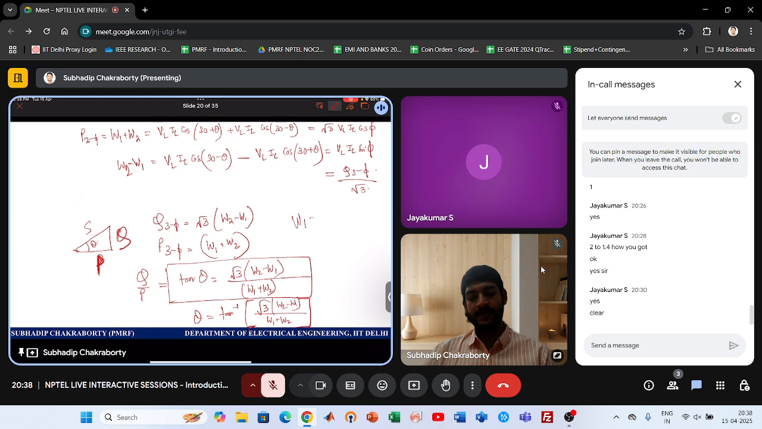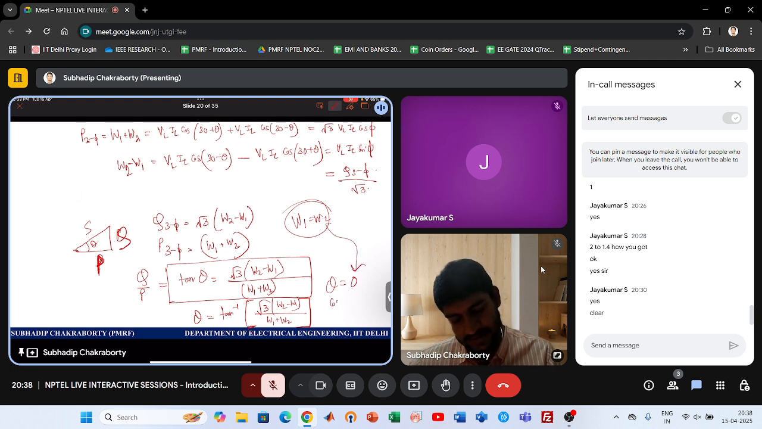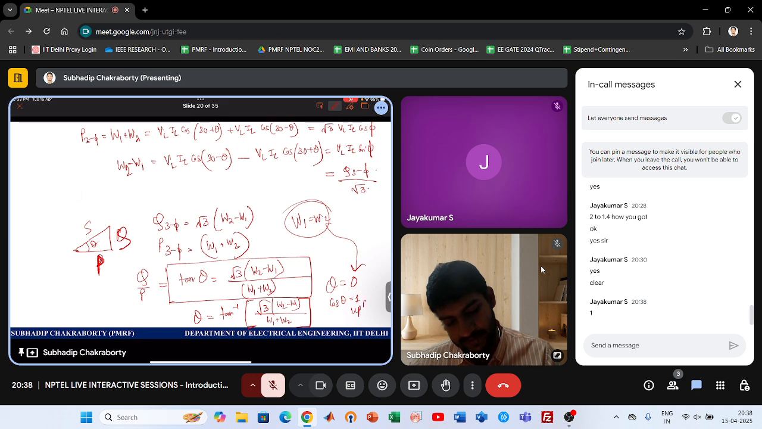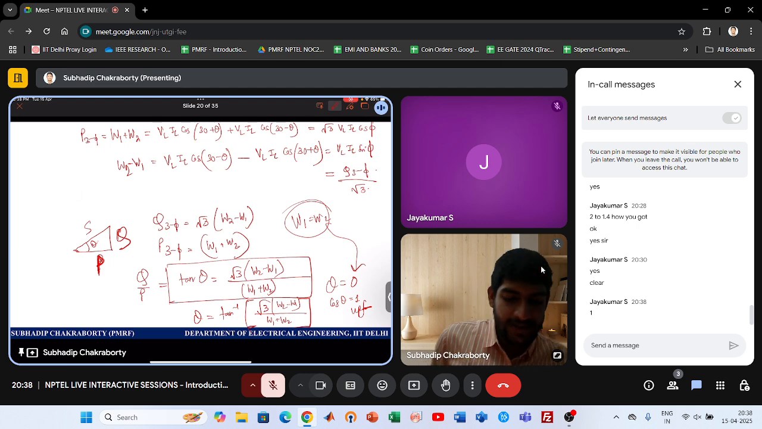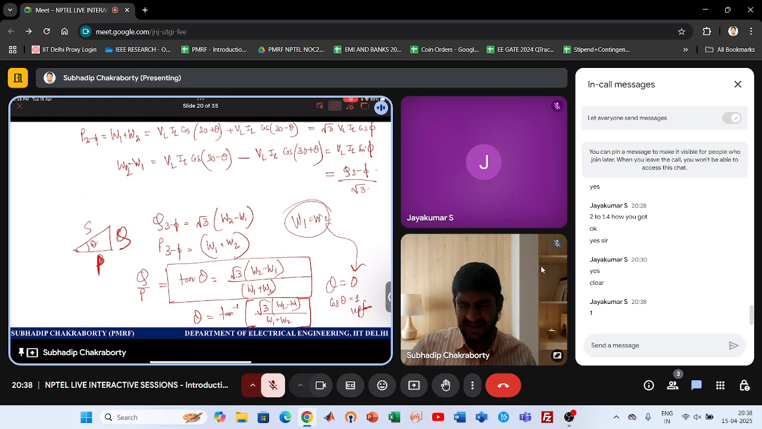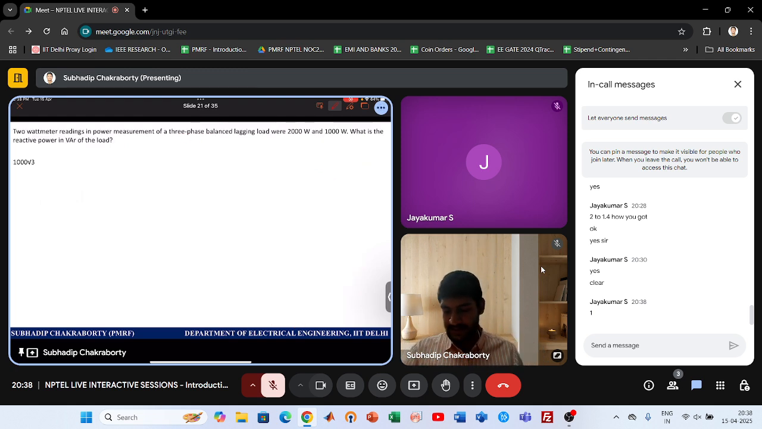So what about when W1 equals W2? Just a case study. Power factor is, theta is 0. So cos theta is 1. So UPF, right? Yes, like that you actually determine it from the 2 wattmeter readings. So this is the 2 wattmeter method, right? So we just wrote the answer for you. You try this.